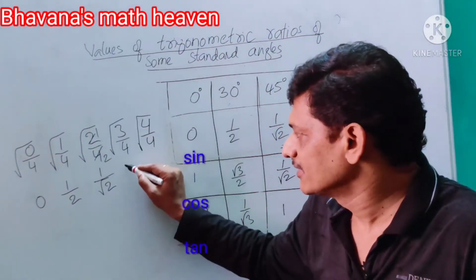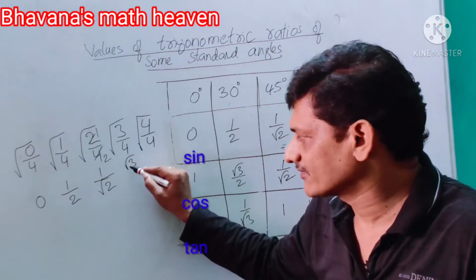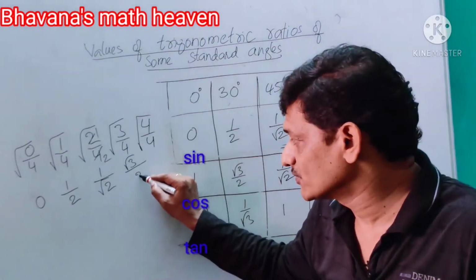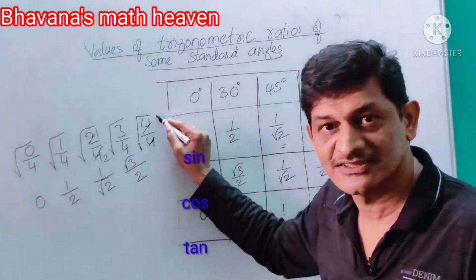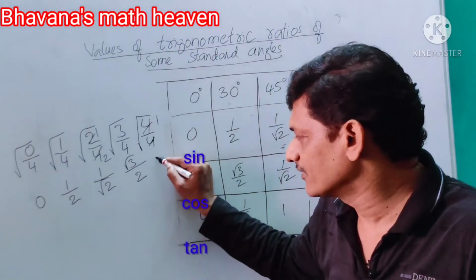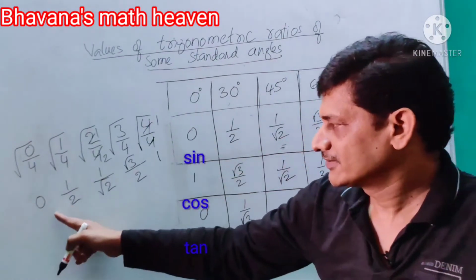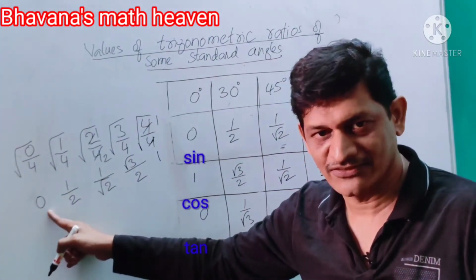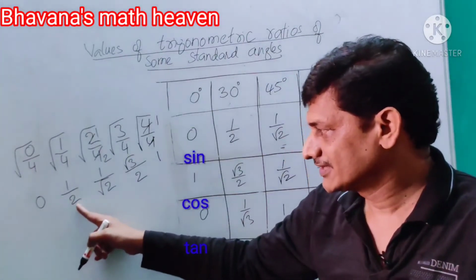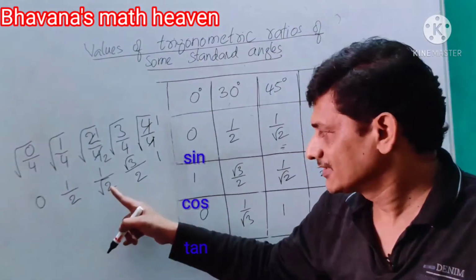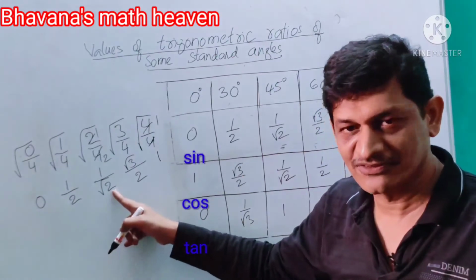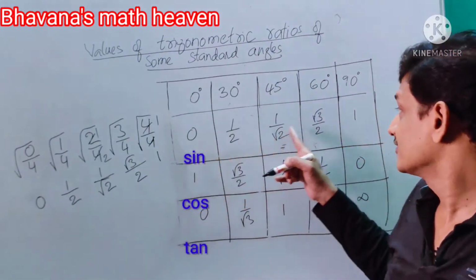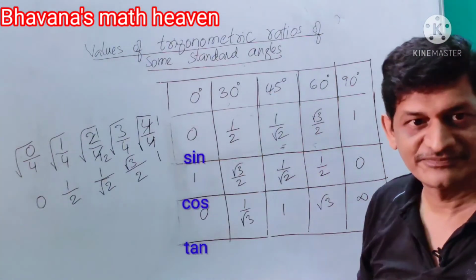And coming to this, root 3, 3 is not a perfect square, so write root 3 as it is. And root 4 value is 2. 4 by 4 is 1 and root 1 value is 1 itself. So now check this 0, that is the sine 0 value. Sine 0 degrees is 0, sine 30 degrees is 1 by 2, sine 45 degrees is 1 by root 2, sine 60 is root 3 by 2 and sine 90 is 1. These are the values of sine.